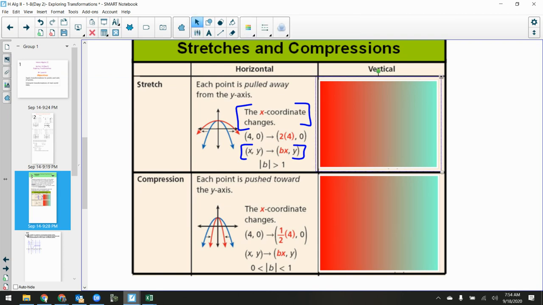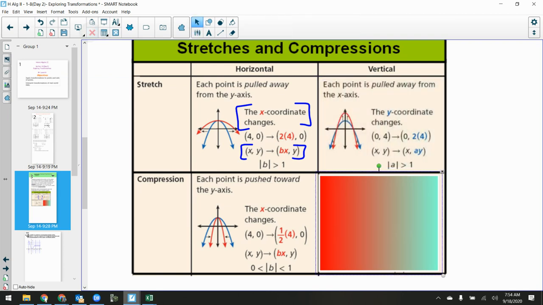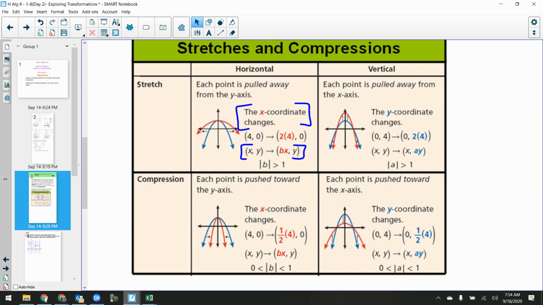So vertical, obviously, means I would push or pull away from the x-axis, which would change the y-coordinate. The y-coordinate changes, and it goes from x comma y to x comma ay. These letters A and B are going to be similar throughout the year. If we're talking about transformations and I ask what's the A value, I'm referencing a vertical stretch or compression. If I ask what's the B value, I'm talking about some sort of horizontal stretch or compression.